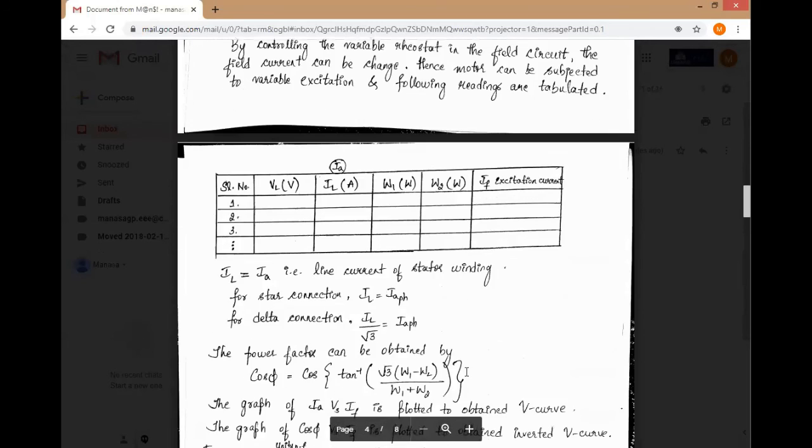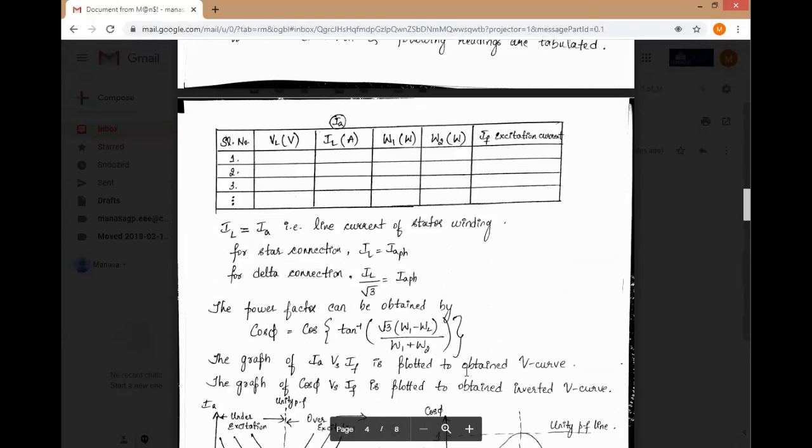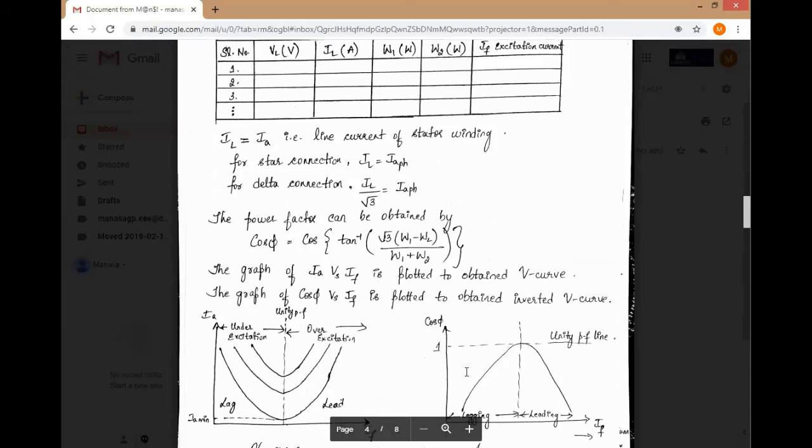And from the tabulated values, you have to show how we calculate the required values. That is only the power factor; you have to give which formula you will use to calculate it. Then you require 3 values: armature current, field current, and power factor. The graph of armature current and field current gives you the V curve. Then the graph of power factor with respect to the field current gives you the inverted V curve. So you have to show how to plot that, along with the typical graph.